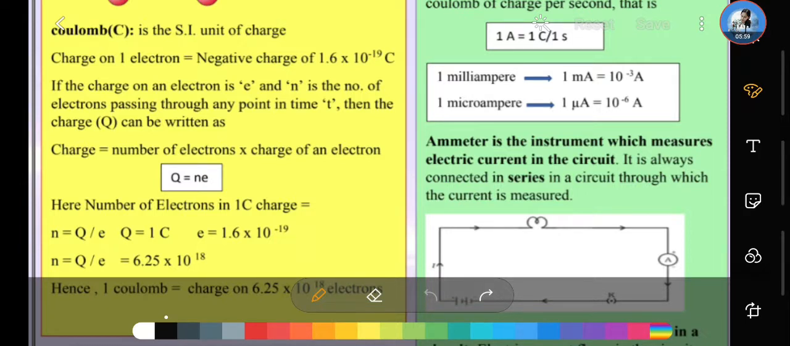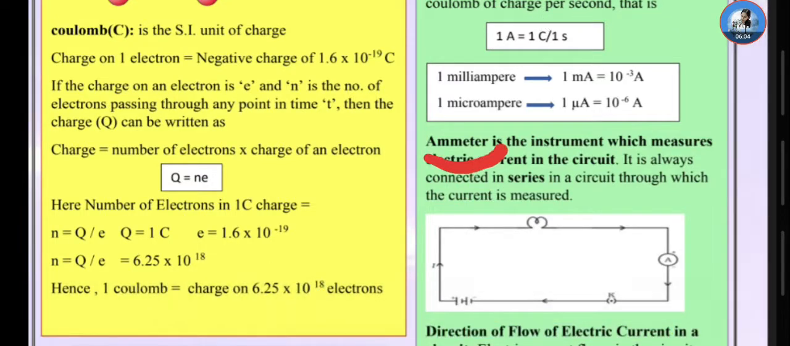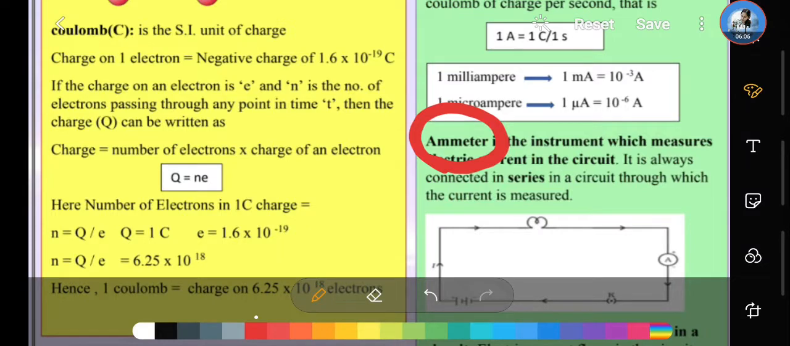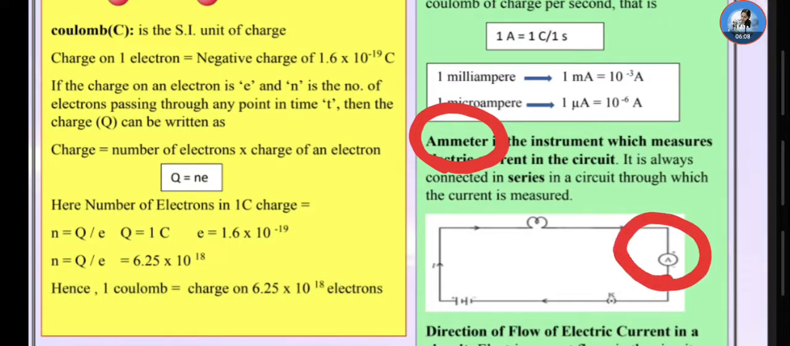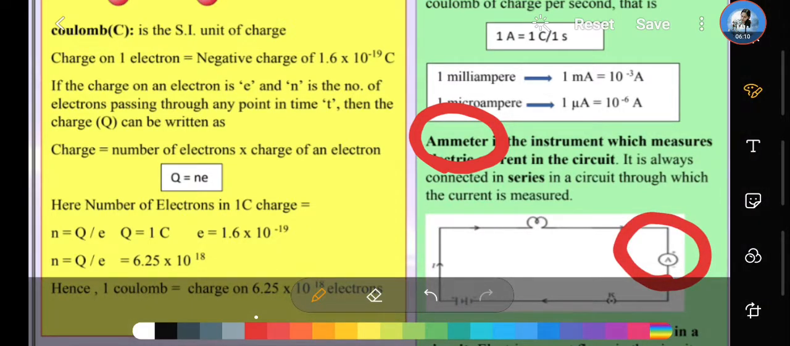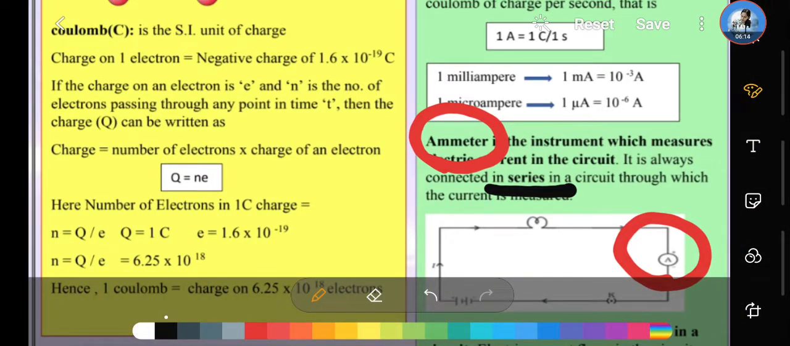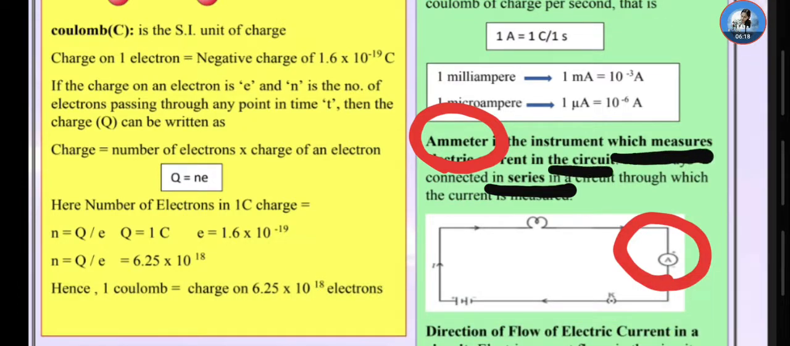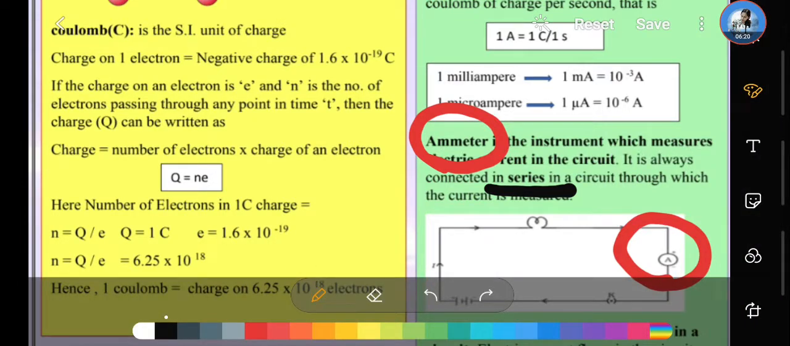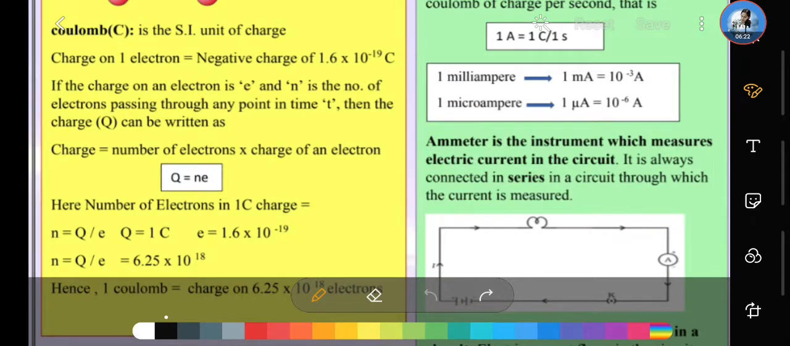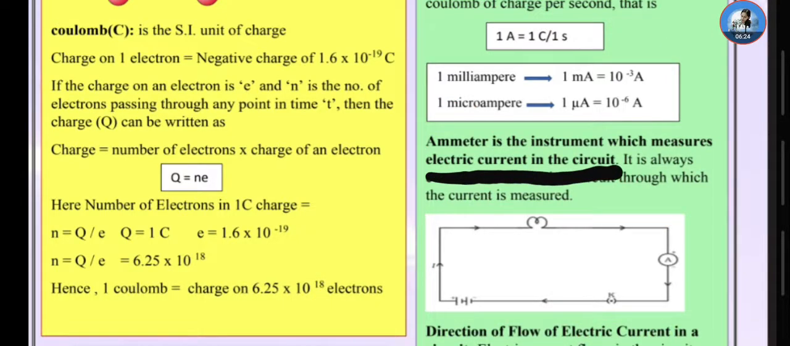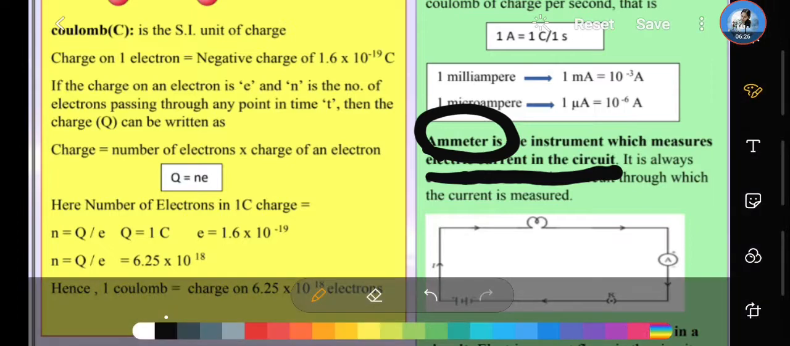Now student, here is an instrument which measures electric current in the circuit, that is, how much current is flowing through a circuit, and that particular instrument is our ammeter. Here you can see in the electric circuit, ammeter is connected in series. It helps in measuring the electric current in the circuit. What? Ammeter. Got it?